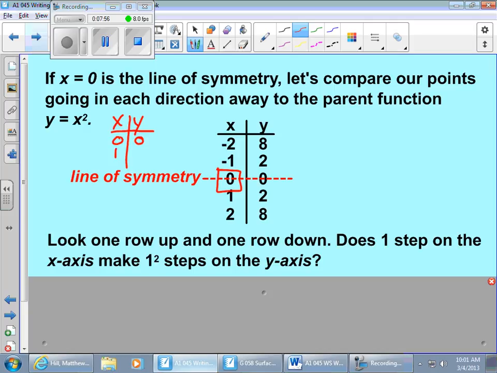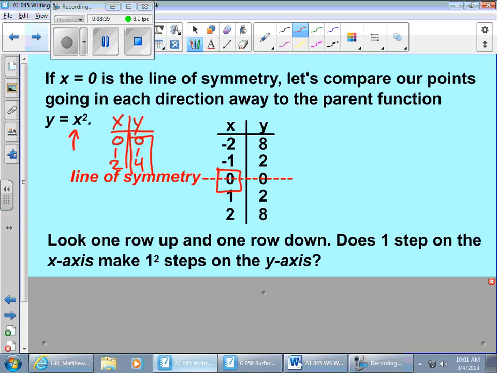Now the parent function is supposed to move like this: when you move one step away from the line of symmetry, when x is 1, if you plug in x being 1, what do you get for y? Y equals 1 squared, that would be 1. If x is 2 steps away from the line of symmetry, what does that do when you plug it in? Y equals 2 squared, that would be 4. So you can follow this idea that as you move one step away from the line of symmetry on the x-axis, that would be 1 squared, which is 1, on the y-axis. As you move 2 steps away, that would be 2 squared, which would be 4. If you move 3 steps away, that would be 3 squared, which is 9.